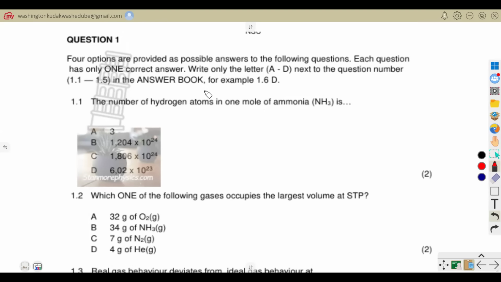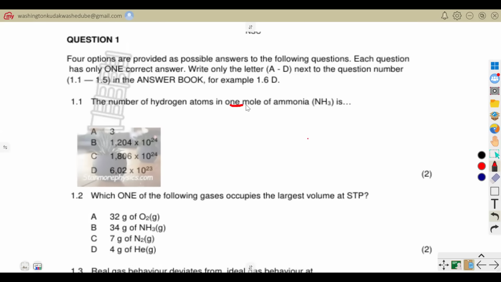Let's get started. For your multiple choice questions, they are saying that you have got 4 options, from A to D, and only one correct answer for each question. So for the 4 options that you have, you are only going to get one answer, which will be correct. Now let's see what was the correct answer for 1.1. The question is saying the number of hydrogen atoms in 1 mole of ammonia is. You were supposed to calculate or determine the number of hydrogen atoms in 1 mole of ammonia.